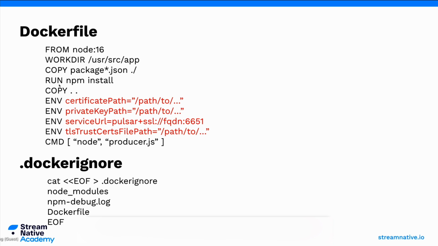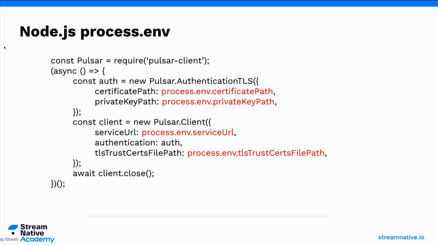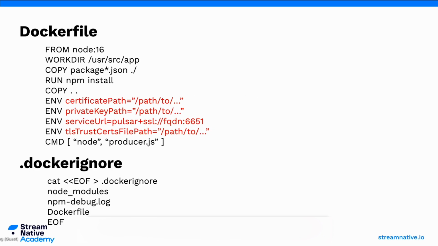Then you copy your source code, which you will probably name index.js, server.js, or client.js. You just copy the file into the image. The command is how you start the server or the client. I use producer.js as an example, so it depends on what you copy in as your source code.